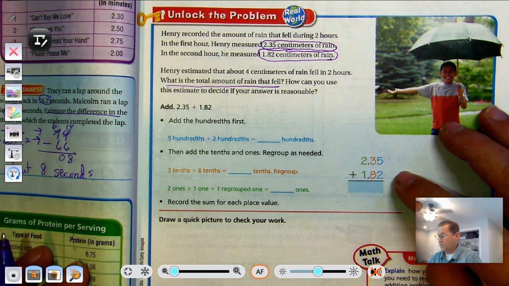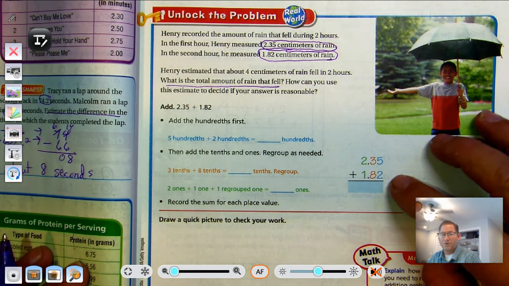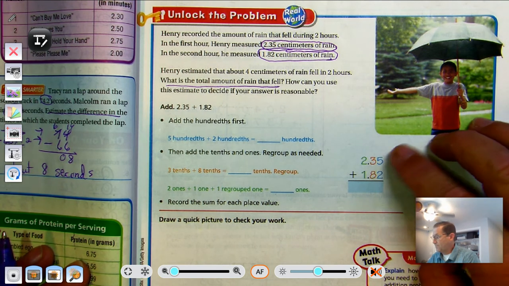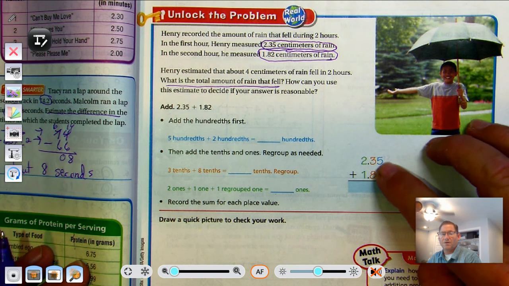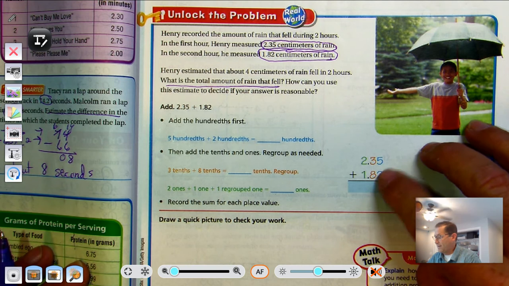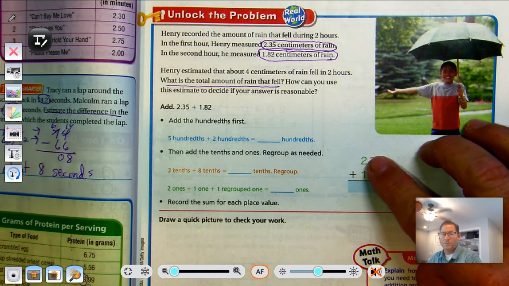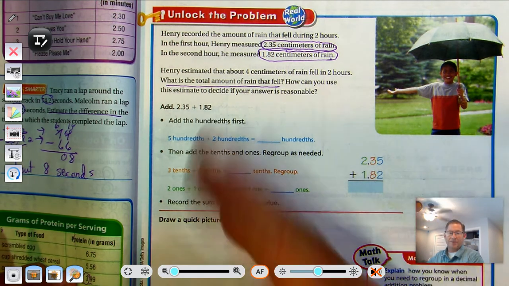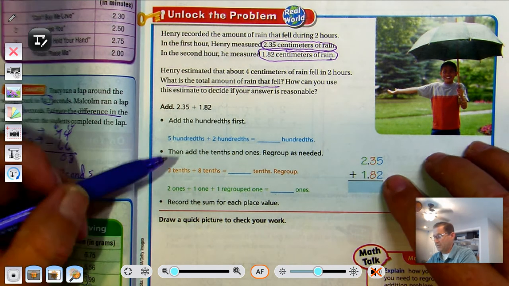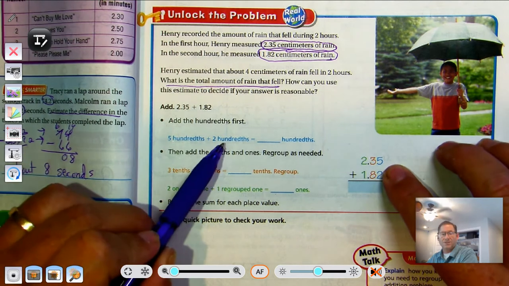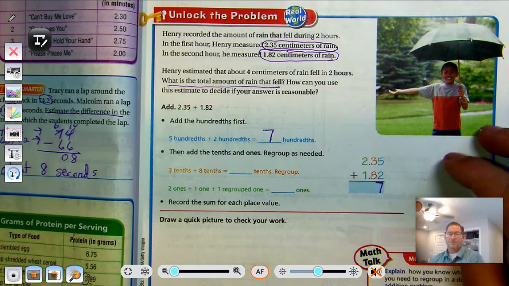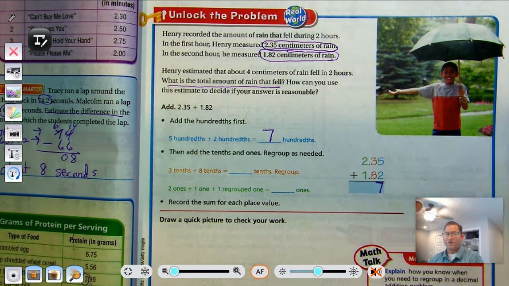Let's identify a couple of things first. You notice that the numbers in blue, those are in the hundredths place. The orange numbers are in the tenths. So we have 3 tenths, 8 tenths. And the numbers in green are whole numbers. They're in the ones place. So we're just going to start from right to left on this, and we're just going to add the hundredths first. So 5 hundredths plus 2 hundredths is 7 hundredths.